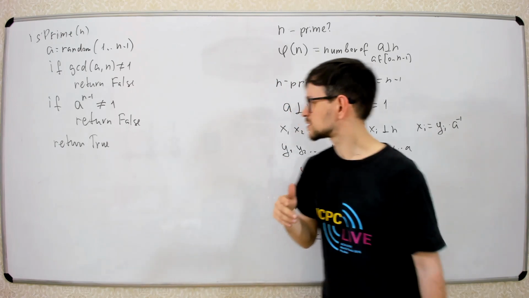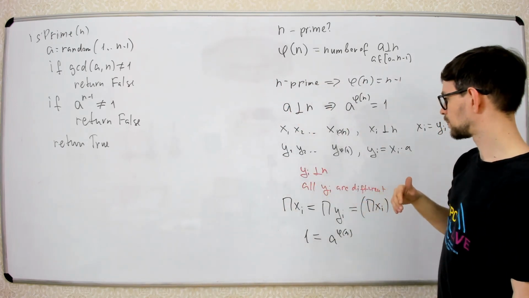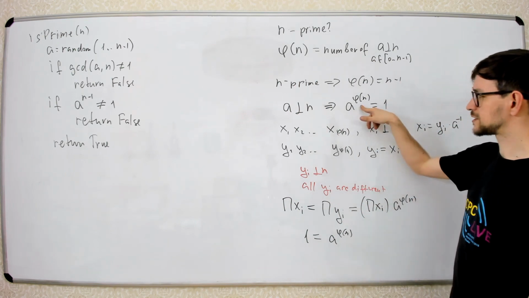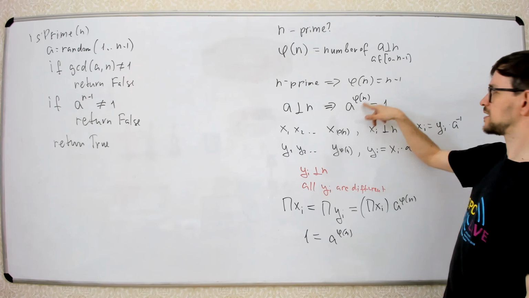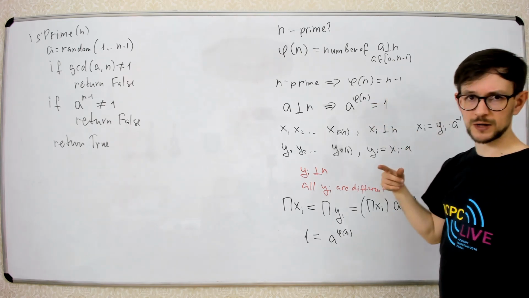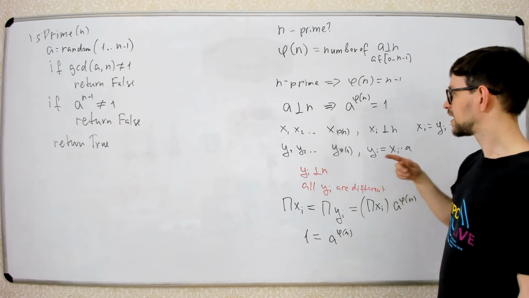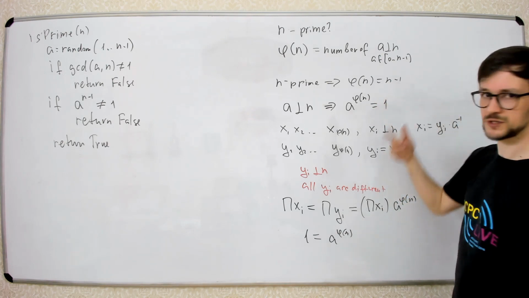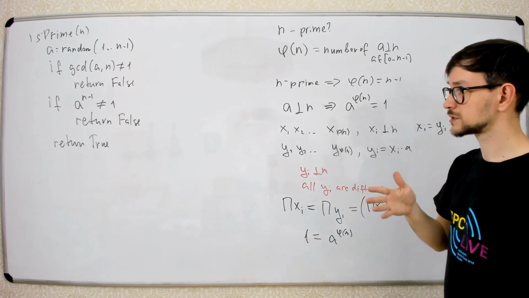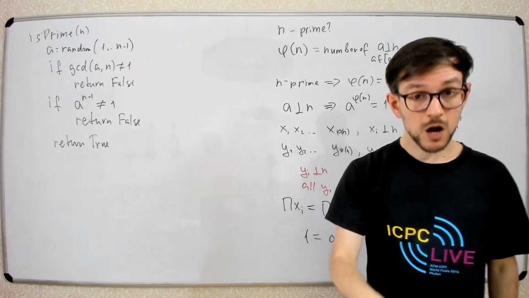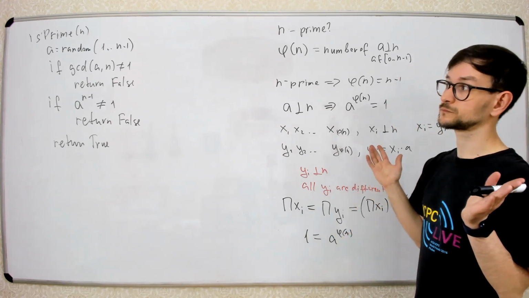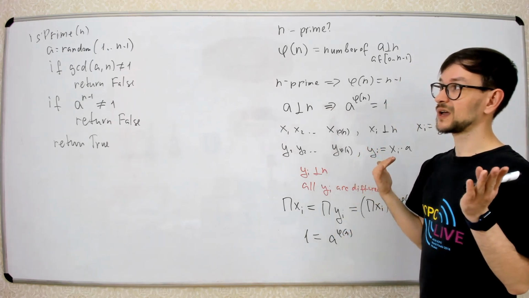It actually happens because phi of n is a divisor of n minus 1. So if phi of n is a divisor of n minus 1, then if you put a in power n minus 1, it will always be equal to 1. So sometimes it happens. What can you do about it?